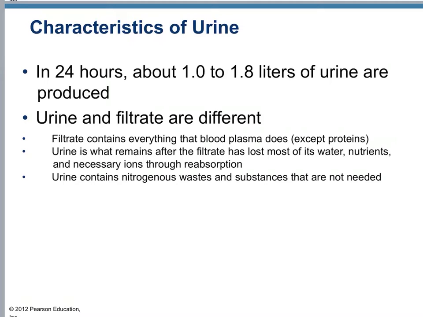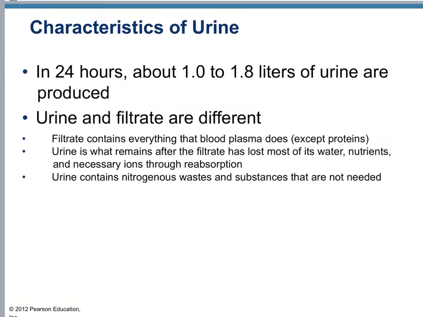In 24 hours, somewhere between 1 liter and 2 liters of urine is created. Urine and filtrate are different, though. Filtrate, as we're filtering it, contains everything that blood plasma does, everything your blood has, except for the proteins. And one thing that it doesn't mention is it also doesn't contain any of the stuff that is not directly your plasma, such as your red blood cells, your white blood cells, your buffy coat. Urine is what remains after you absorb the water, nutrients, and necessary ions.